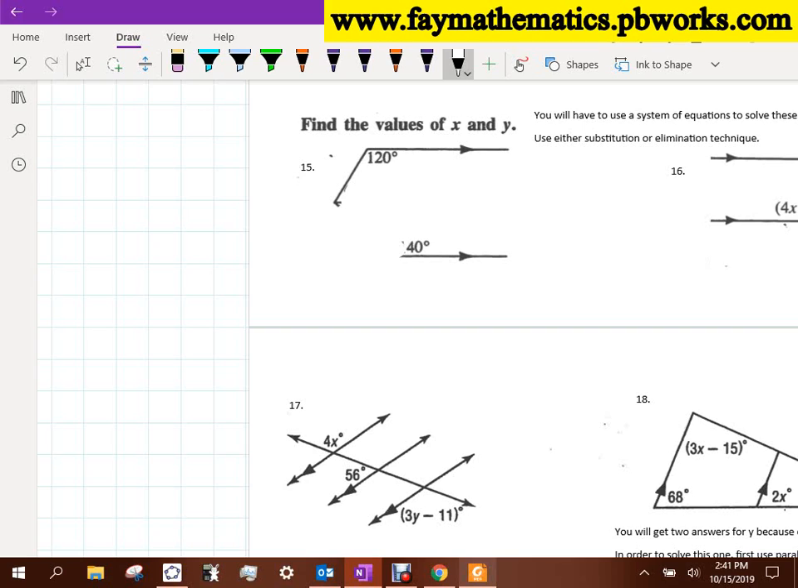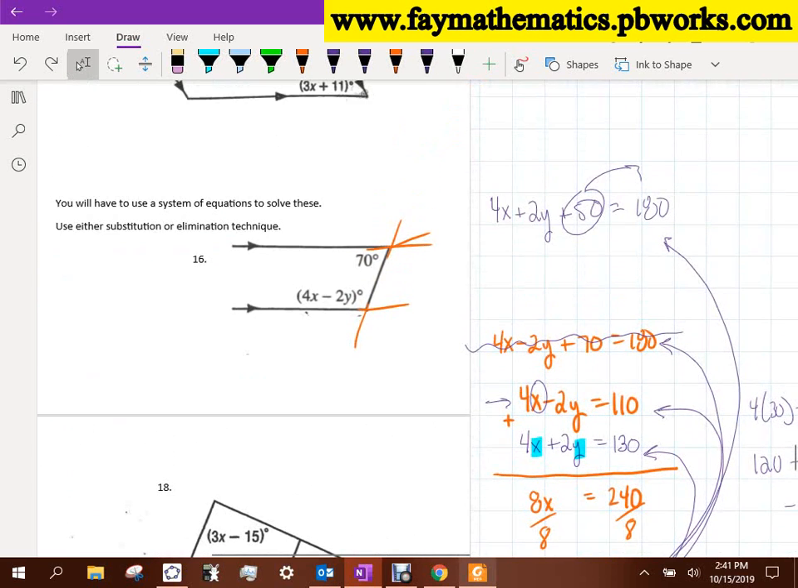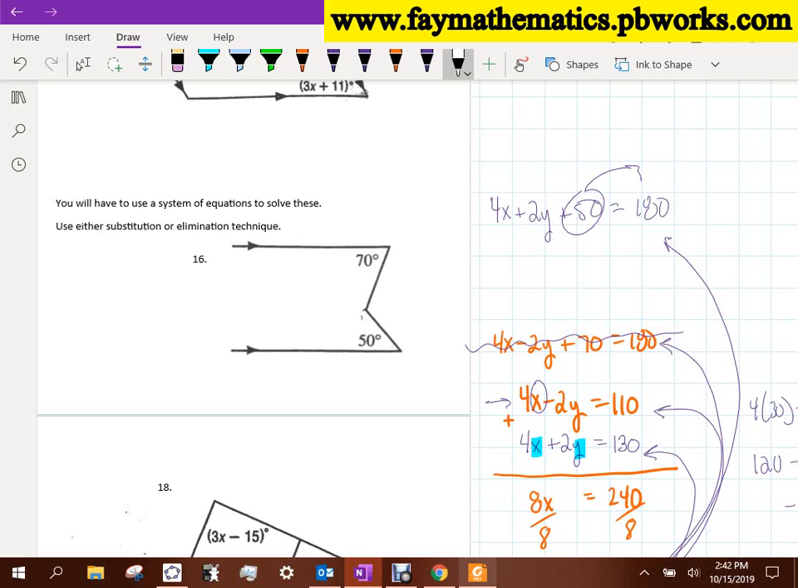For instance, this transversal doesn't pass through the bottom parallel line, right? Okay. This transversal doesn't pass through that top parallel line. So these angles, there's no relationship between this 120 and this 140. Okay. Over here, in this one where we wipe these away, there's no relationship between the 50 and the 70.